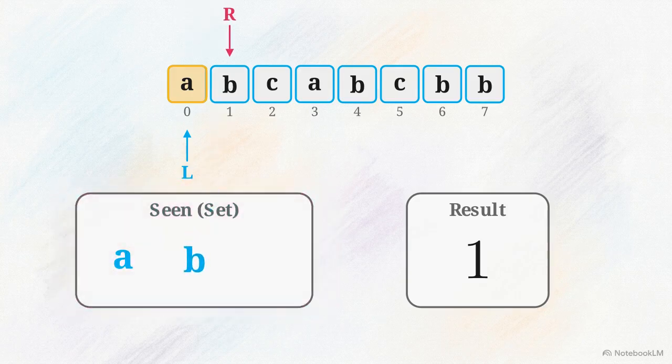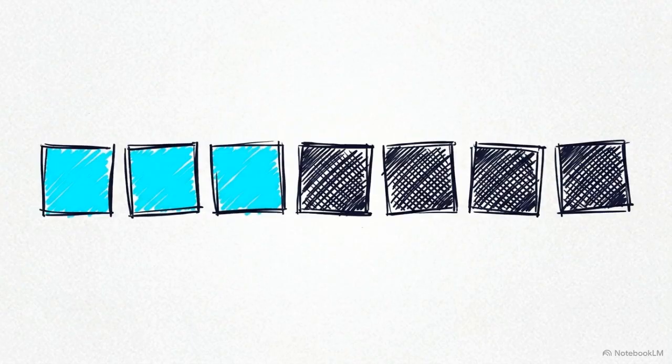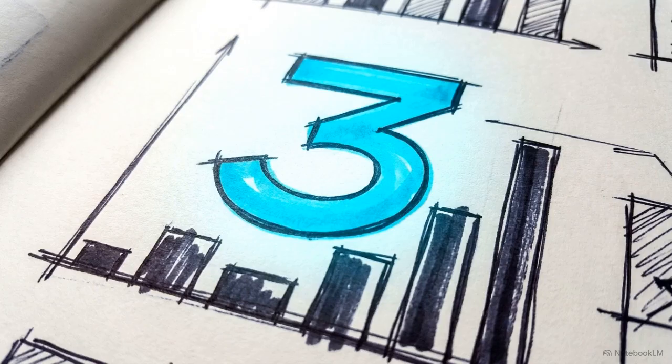The character B is absent from the set, so we add it, stretch the window, and update the result to 2. Advancing the right pointer to index 2 gives us C. We add it to the set, and the result climbs to 3. During this initial expansion phase, the system operates under ideal conditions. All incoming data conforms to the required constraint. The result variable is passively tracking the maximum size of the window recorded thus far.